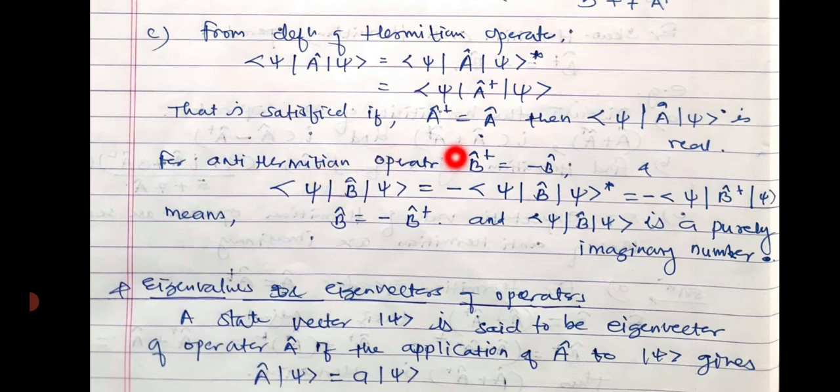And for a skew Hermitian operator or anti-Hermitian operator, the definition is that B dagger is equal to minus B. So the inner product of psi, B, psi in the state psi is minus this term from the definition. So we can write this is equal to minus psi into B dagger, and that is B is equal to minus B dagger, and this is a purely imaginary number because this condition must be satisfied. So from this we can say eigenvalues of a skew Hermitian operator are always imaginary.